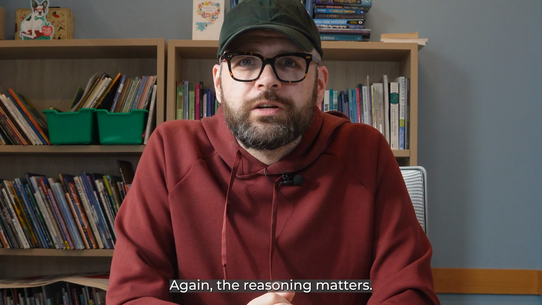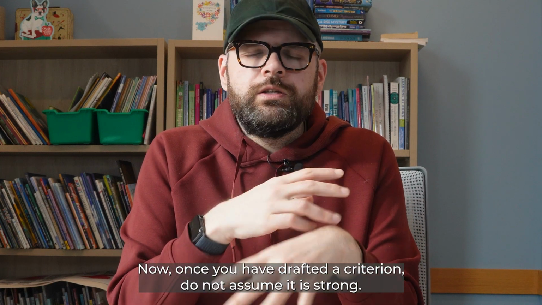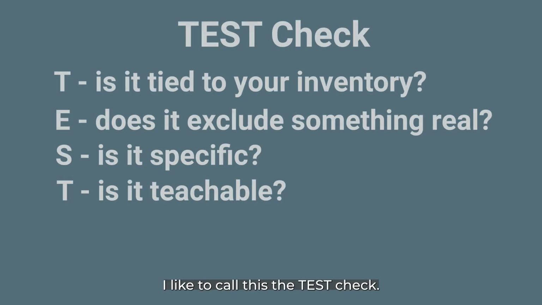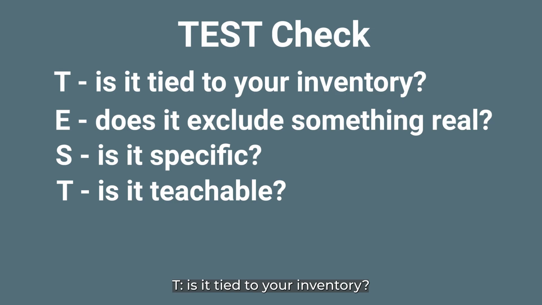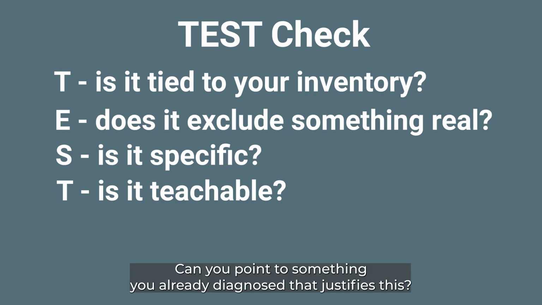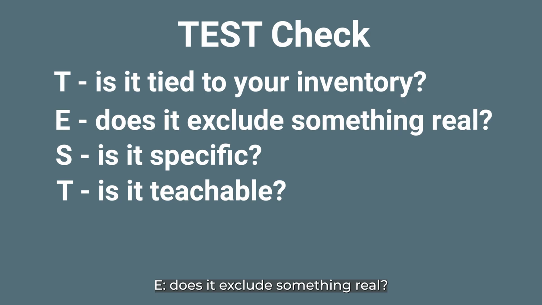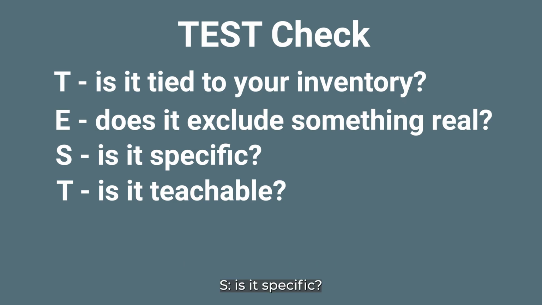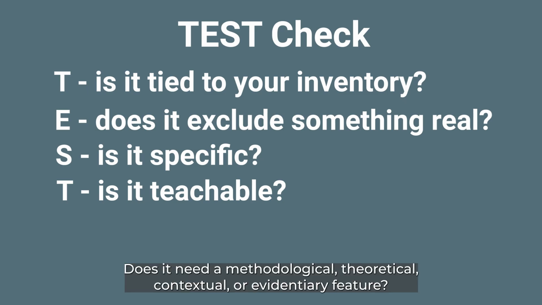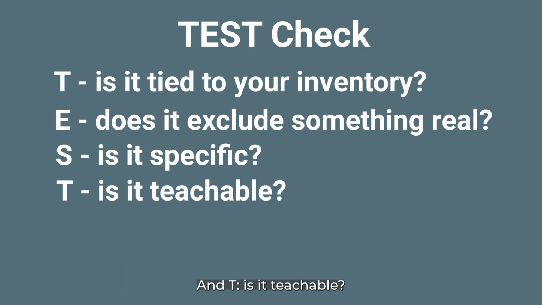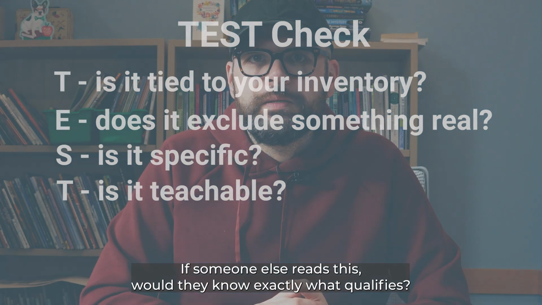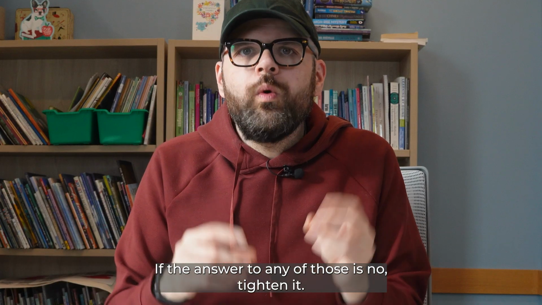Again, the reasoning matters. Now, once you have drafted a criterion, do not assume it is strong. Run it through a quick check. I like to call this the TEST check. T, is it tied to your inventory? Can you point to something you already diagnosed that justifies this? E, does it exclude something real? Would this actually eliminate some studies from consideration? S, is it specific? Does it name a methodological, theoretical, contextual, or evidentiary feature? And T, is it teachable? If someone else reads this, would they know exactly what qualifies? If the answer to any of those is no, tighten it.